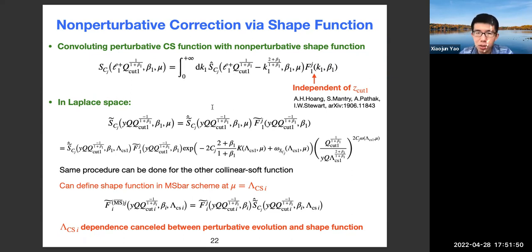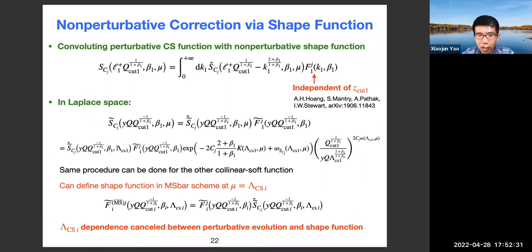And since it's a convolution, we can go to Laplace space and we have a simple product of the two functions in Laplace space. And we can then write this term using the perturbative RGE equation from some non-perturbative scale, from some scale at which we freeze the perturbative evolution. In this way, we define a kind of shape function in the MS bar scheme. By that, I mean we combine the original shape function with the perturbative boundary term in the RGE equation. This introduces a scale dependence in the shape function, and we call that the MS bar shape function.